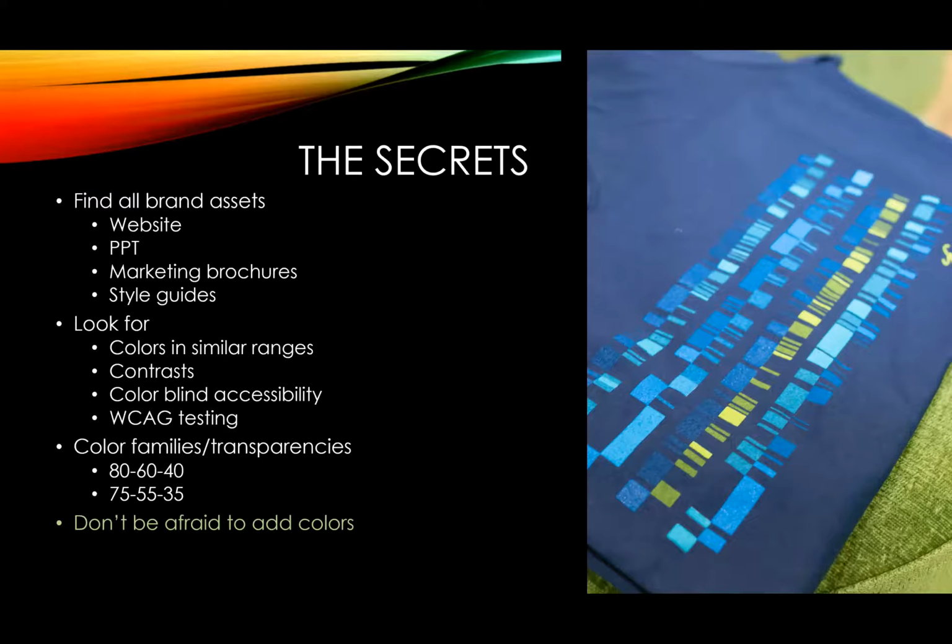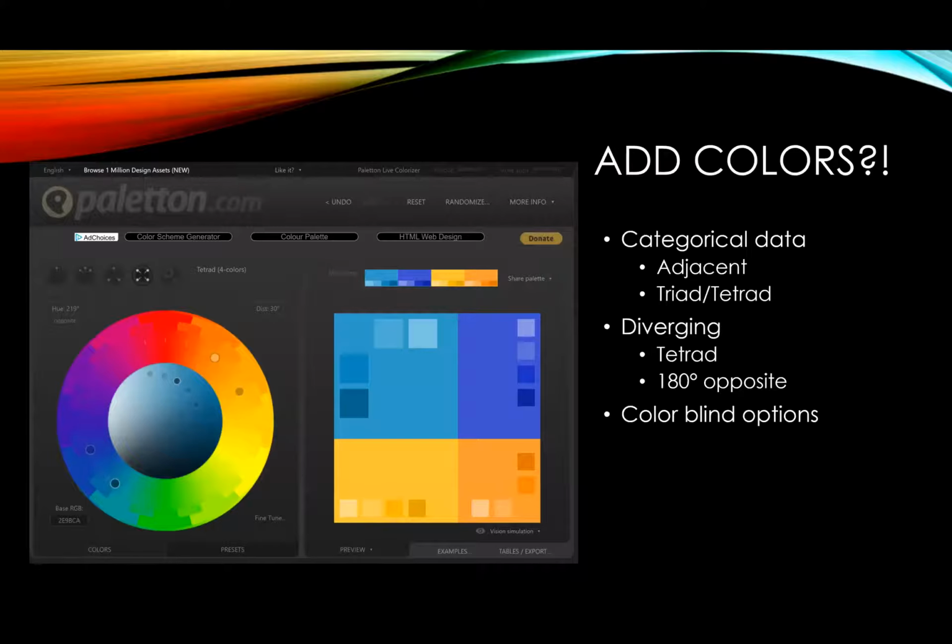When I'm looking at color families, I can also use transparency. So I can say, hey, here's 80%, here's 60%, here's 40%, and that allows some discernment. Another ratio I kind of use is that 75, 55, 35, so you can see that step down again. But my big thing with color is don't be afraid to add colors. The trick is you want to make sure they balance, and you can do so mathematically with tools like Palatone.